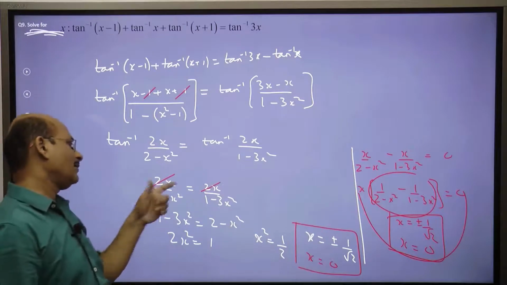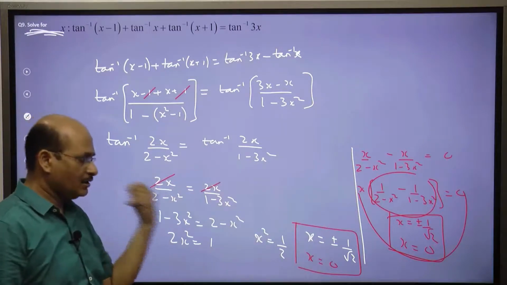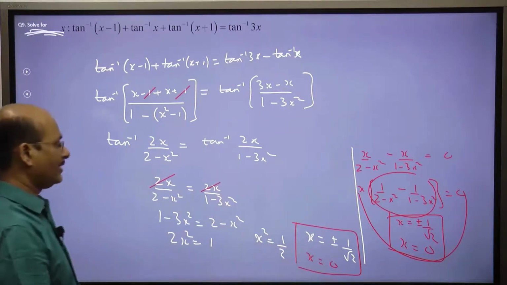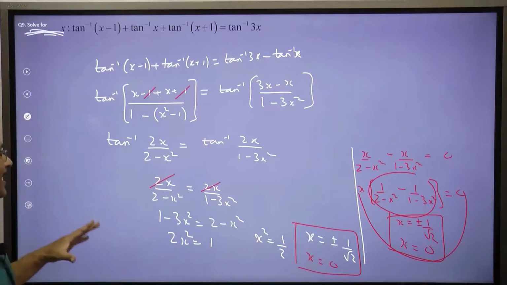Okay, keep that in mind. You have to do this pattern. The third answer also is valid. Keep that in mind. Okay, so that's the pattern of the working.